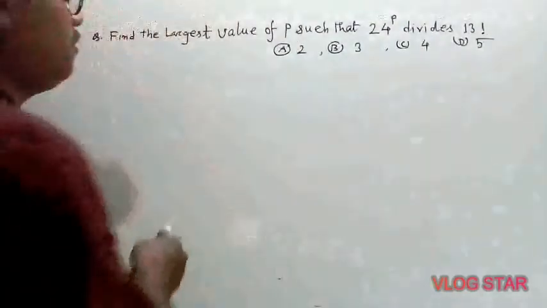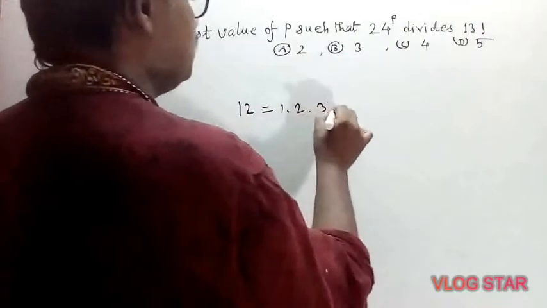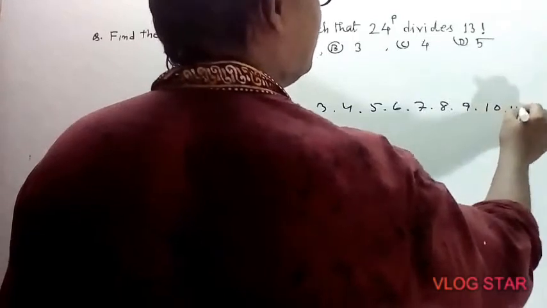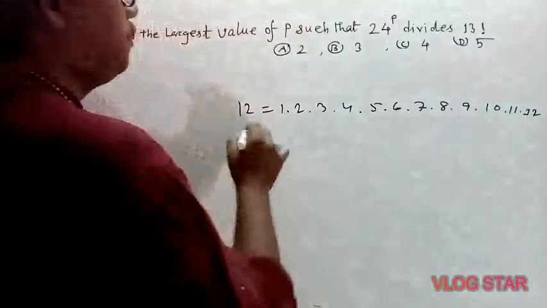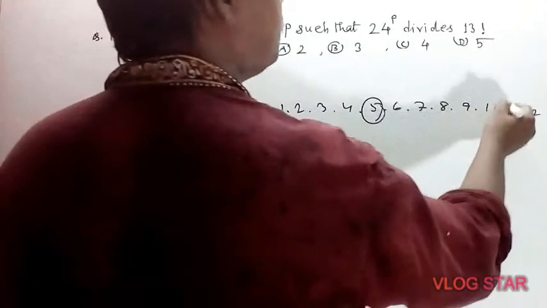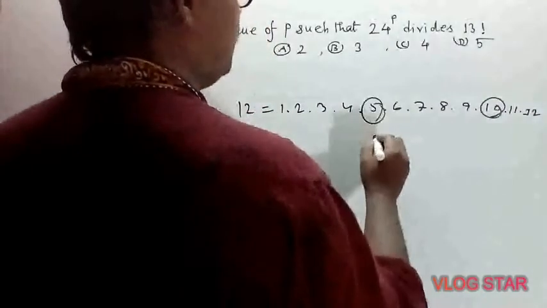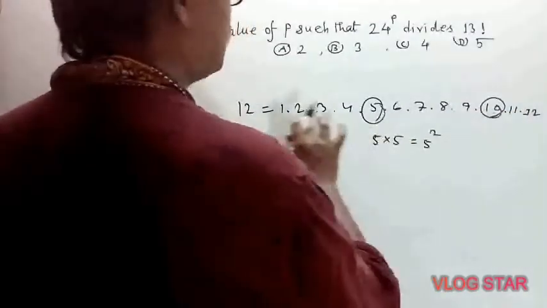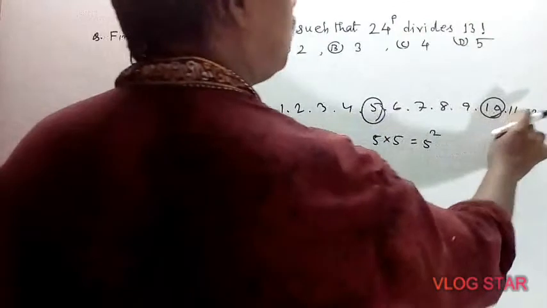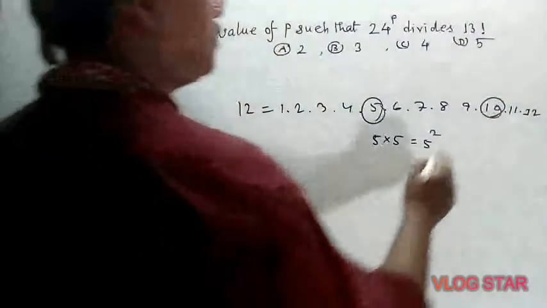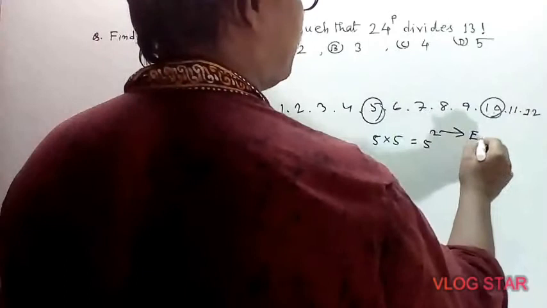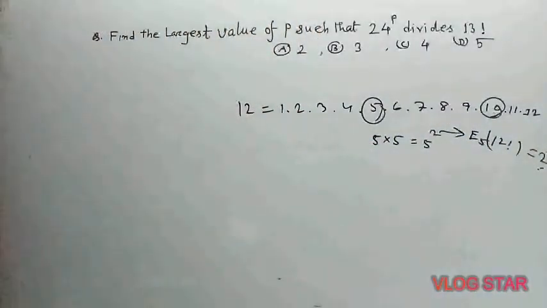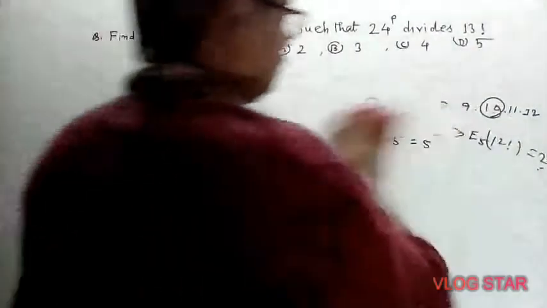12 factorial means 1, 2, 3, 4, 5, 6, 7, 8, 9, 10, 11, 12. Then the multiples of 5 are 5 and 10. How many 5s? Here 1 five, and here 1 five, since 10 is 5 into 2. That is 5 square. The other numbers are not divisible by 5. So the exponent of 5 in 12 factorial is 2.